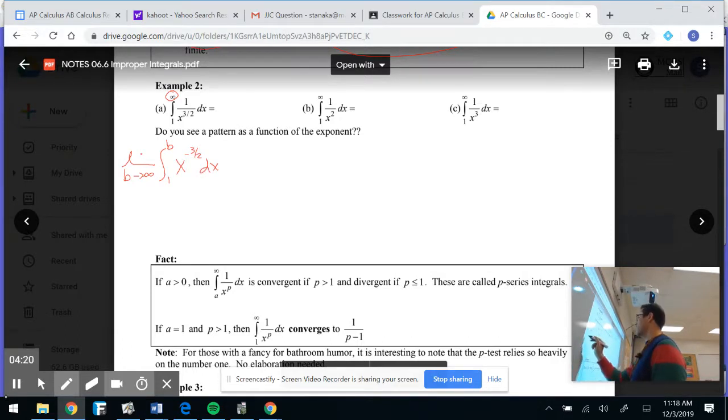I'll rewrite that. Now let's go ahead and do this, okay? Limit, I'm going to go ahead and do the integral, or the antiderivative. The antiderivative of that guy would be, let's add 1 to it, so that'd be x to the negative 1/2, but then I have to divide by a negative 1/2, which would be the same thing as multiplying by negative 2. So then I get that from 1 to b.